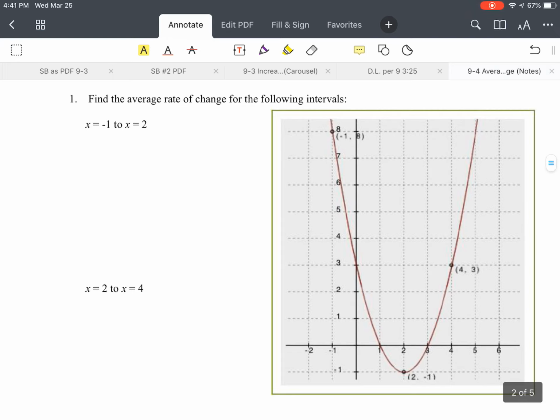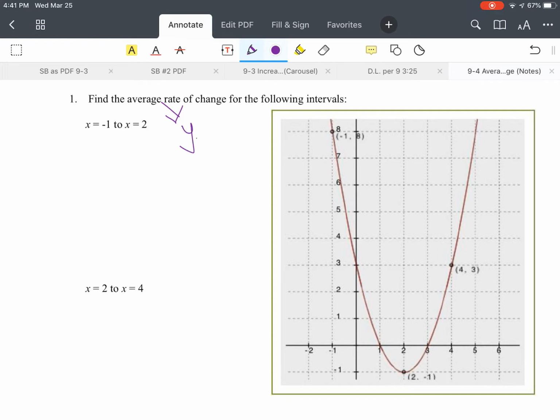So when we're asked to find the average rate of change, remember that just means the slope. So that's my formula, y2 minus y1 over x2 minus x1. That means I need two ordered pairs. I need an x and a y and another x and a y. They want me to do it from when x is -1 to when x is 2. Okay, well, when x is -1, what is the y? We need to look. When x is -1, the y is 8. So the first ordered pair that I need to think about is -1, 8.